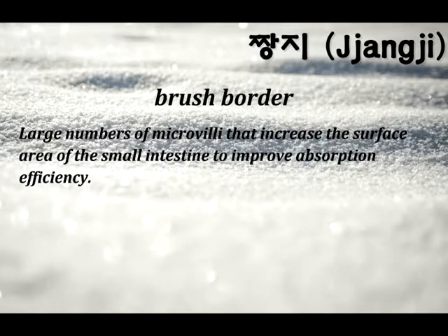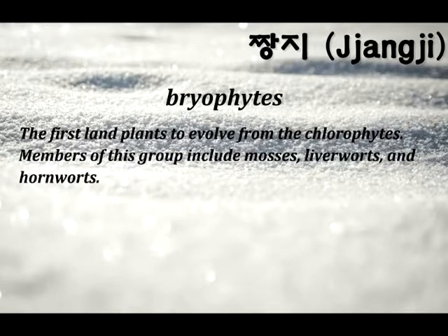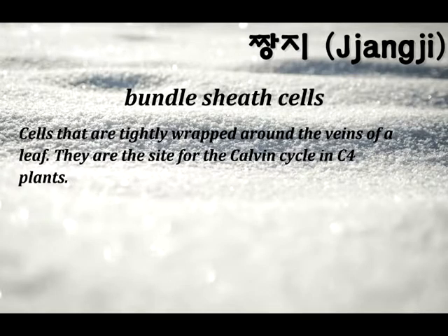Brush border, large numbers of microvilli that increase the surface area of the small intestine to improve absorption efficiency. Bryophytes, the first land plants to evolve from the chlorophytes. Members of this group include mosses, liverworts, and hornworts. Bundle sheath cells, cells that are tightly wrapped around the veins of a leaf. They are the site for the Calvin cycle in C4 plants.